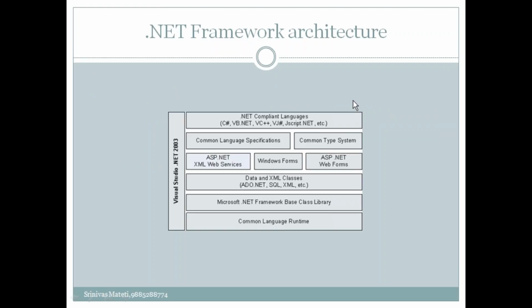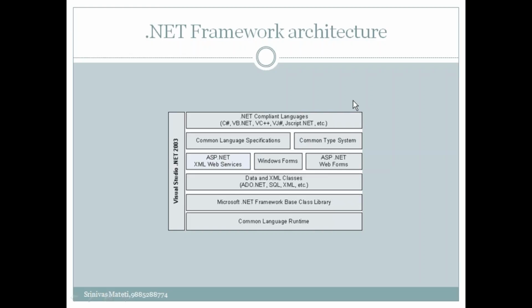So here is the .NET Framework Architecture. In order to deploy and execute your applications, you need the .NET Framework. Your applications will communicate with your framework, and your framework will communicate with your operating system. So here the framework is the middleware or the mediator between your applications and your operating system.